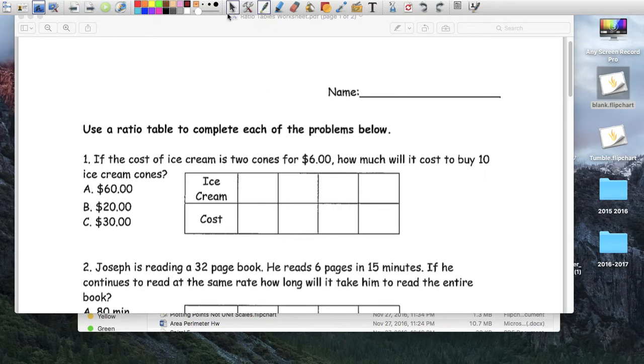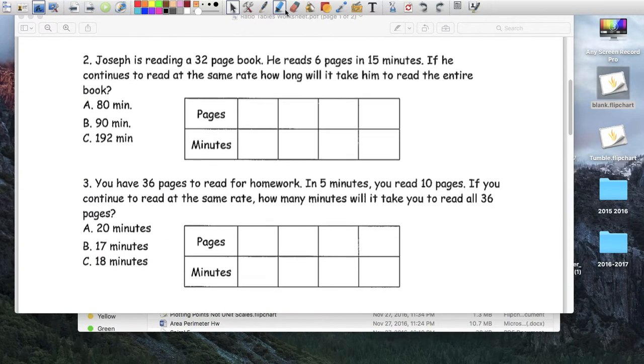We did the first one in class, so I'm not going to do it. I'm going to skip to number 2. Joseph is reading a book, and he reads 6 pages in 15 minutes. If he continues to read the same, how long will it take him to read the entire book, which is 32 pages? I need to find how many pages he can read in 80 minutes, in 90 minutes, in 192 minutes. So these are the things I need to know right now.